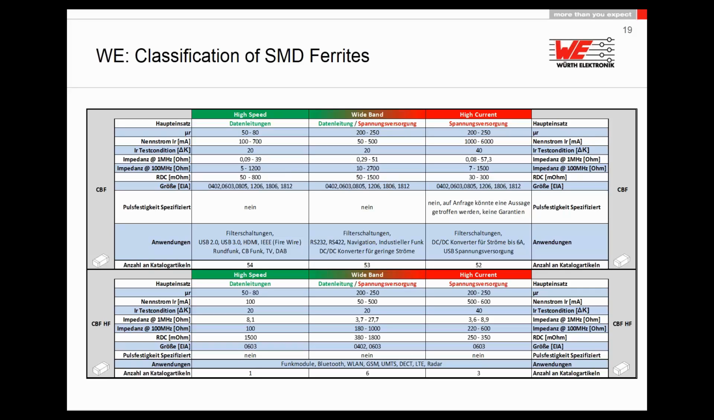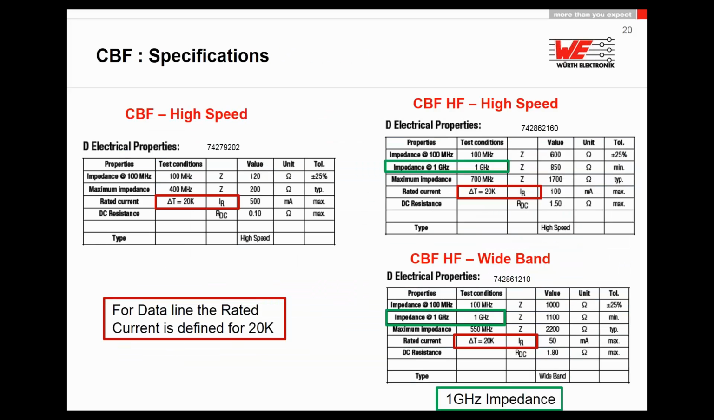And then we have some specially manufactured high frequency ones, which could be again high speed, wideband or even high current. The high frequency ones are manufactured totally differently, in a completely different multilayer. It's not like a sandwich, it's more like a spiral from pad to pad.